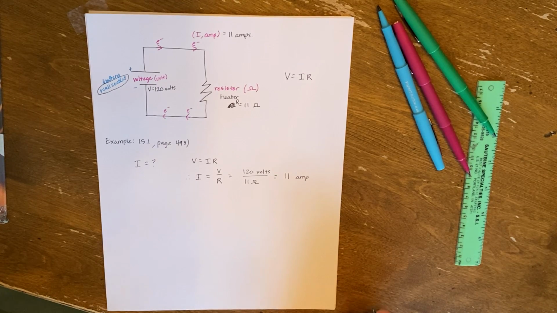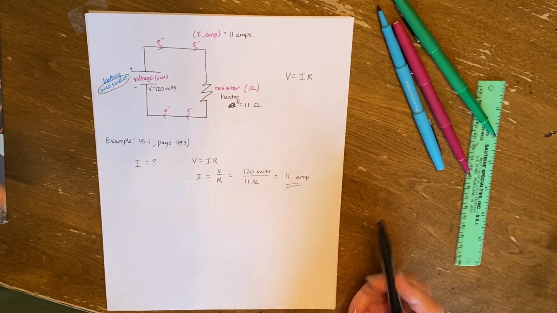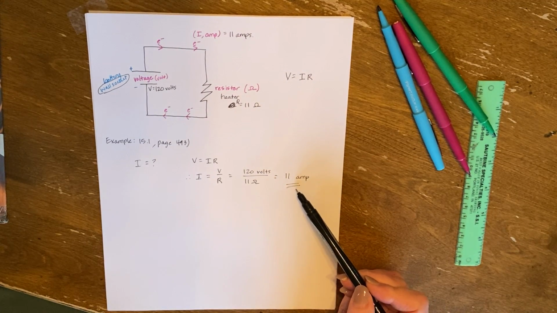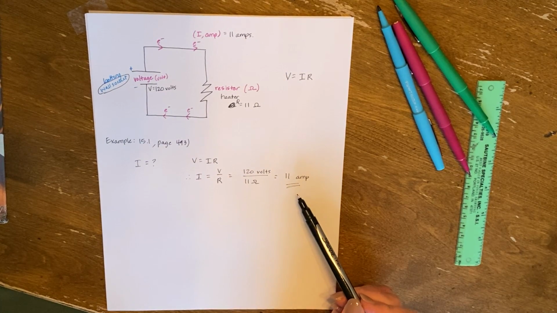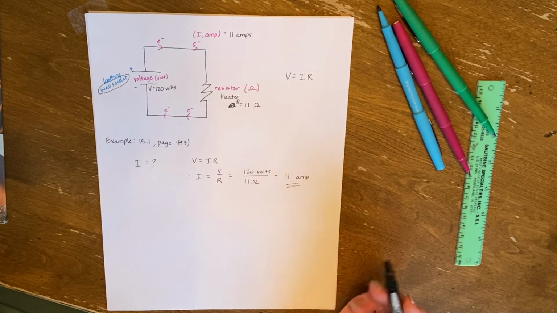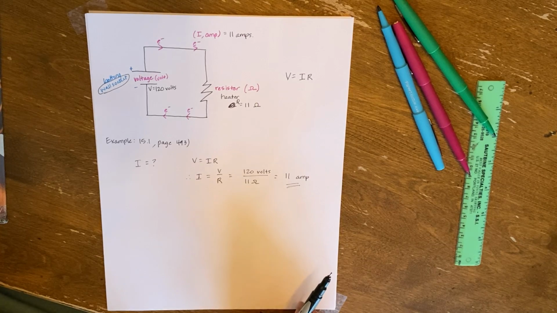The book says, just to put this in perspective, 11 amps is a lot. If you exposed your body to a circuit with 11 amps in it, you would die. It says most electric chairs were like 9 to 12 amps or something. So this is a lethal amount of current.